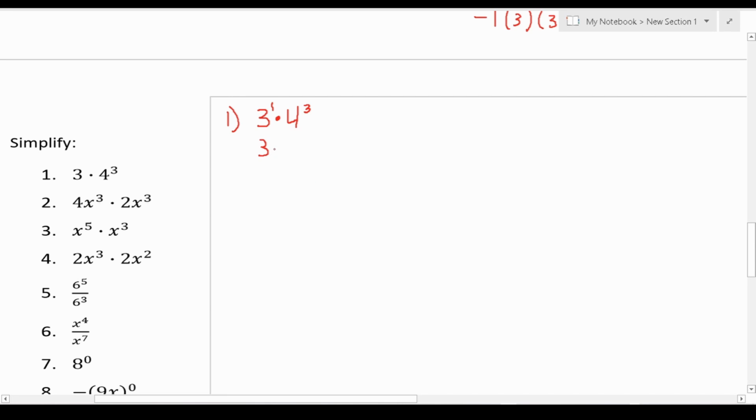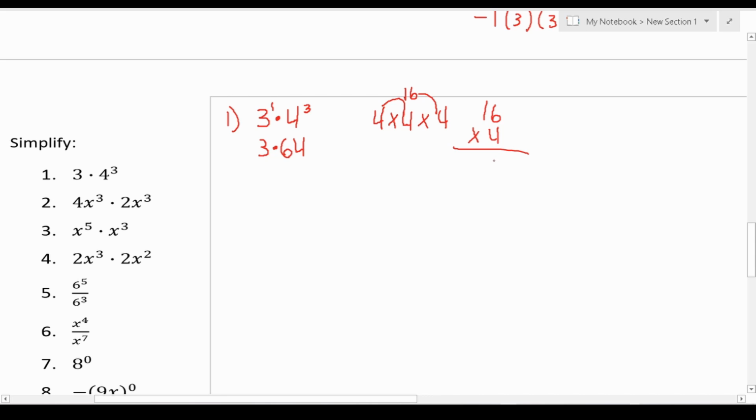That said, we can simplify this one by simply working it out. 3 to the first is just 3. 4 to the third is going to be 4 times 4 times 4. This is 16 times 4, which is going to be 64. And in case you need me to work that out, I will.